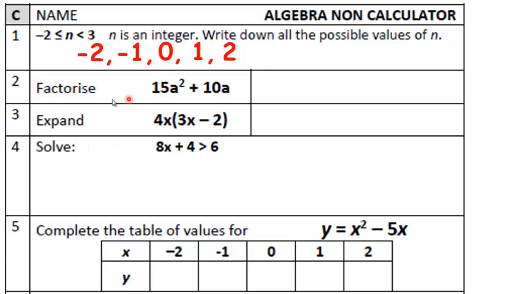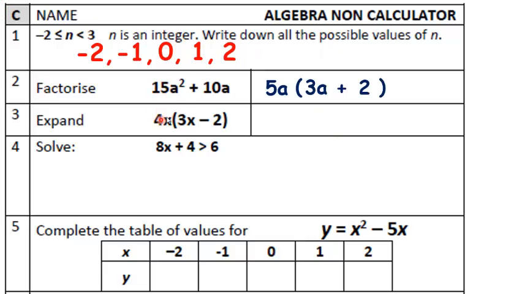Question 2 is factorize. Factorize means to put it into brackets. So we're going to put a pair of brackets there. They're just two terms. You should be able to see that 15 and 10 are both divisible by 5. 5 is the biggest number that can go into there, and they both have a's in common, so 5a is what I'll put outside. 5a times 3a is 15a squared, and 5a times 2 is 10a. You should be pretty okay with that.